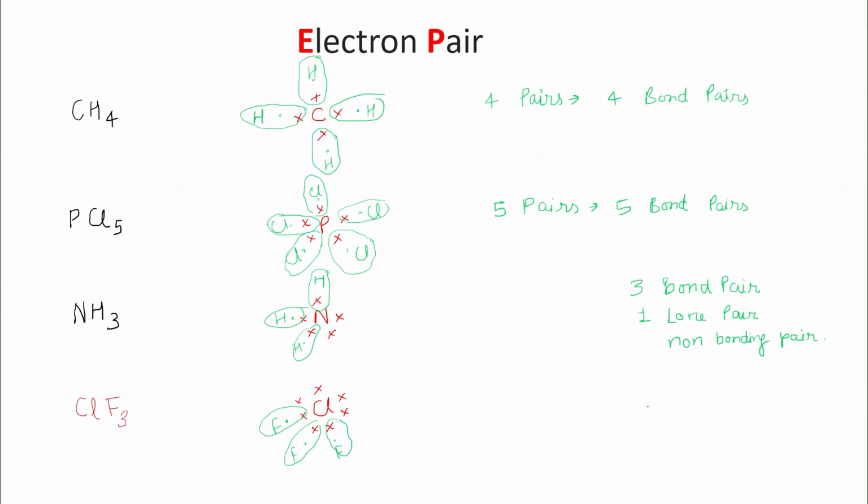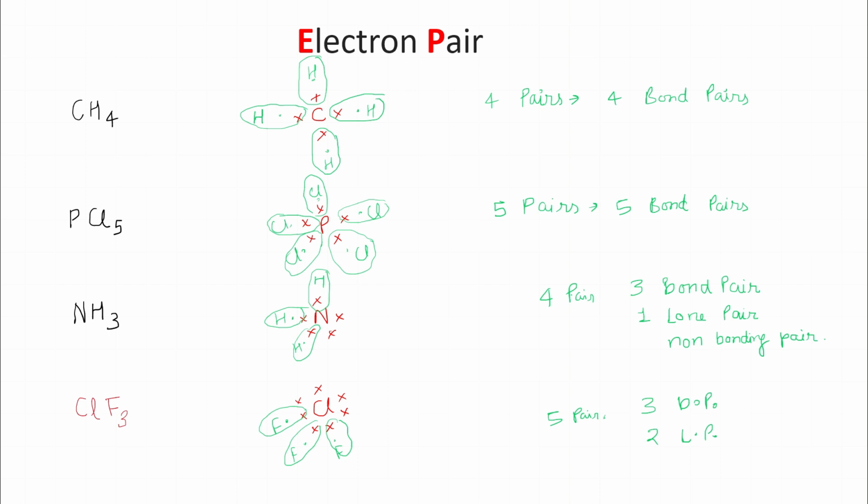And here also 3 bond pairs, and how many lone pairs? 2 lone pairs. Now the total here will be 4 pairs and 5 pairs. Okay, so looking at our examples, they have 4 or 5 pairs, but their geometry will be greatly affected by whether or not they have lone pairs, which we will see in a minute.